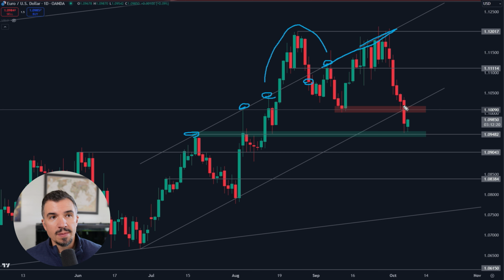So in my opinion, this confluence of resistance around 110 is what it's going to come down to here for the euro. And of course, we have support down there around 109.50. So if the Euro USD can get back above here, then we are bullish toward levels like 111.10.